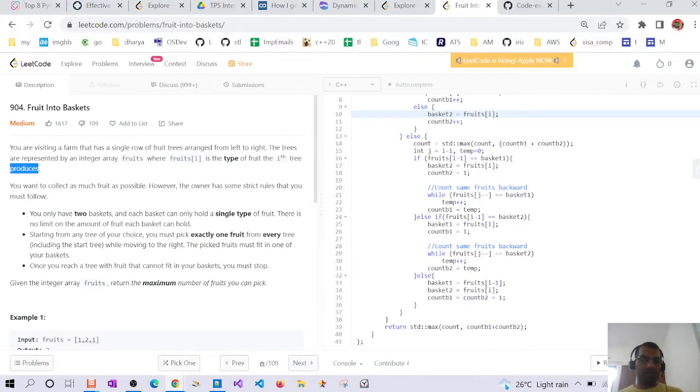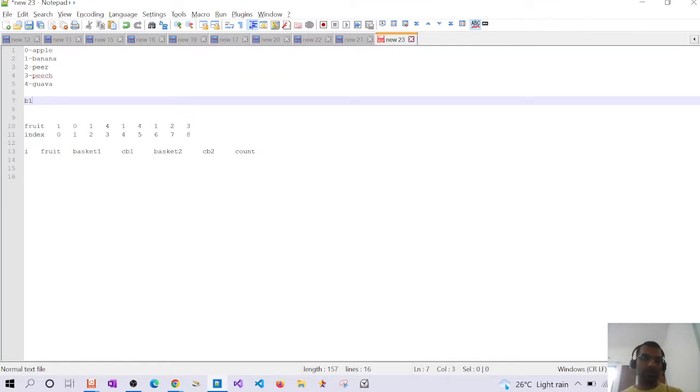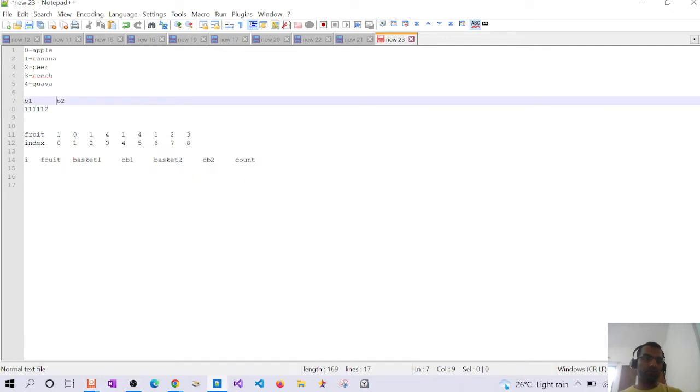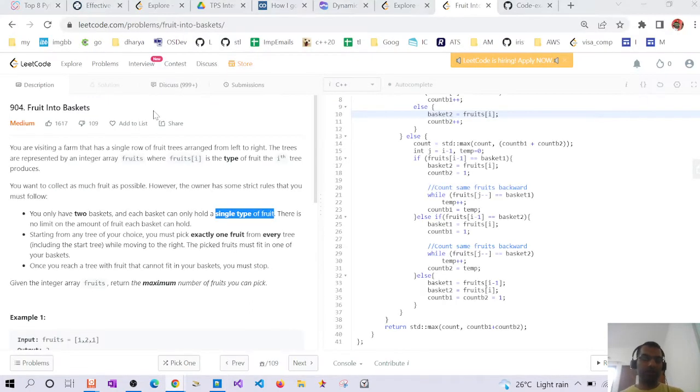Now the question says that we are only given two baskets. Each basket can hold a single type of fruit. So for example, we have two baskets. This is basket 1 and this is basket 2. Basket 1 can hold only bananas, that is, it can hold all ones, it cannot hold two. That's an important point, right? Same type. And basket 2 can hold only one type, that is only threes. And if we go for 4, this becomes wrong. So only one type of fruit each basket can hold.